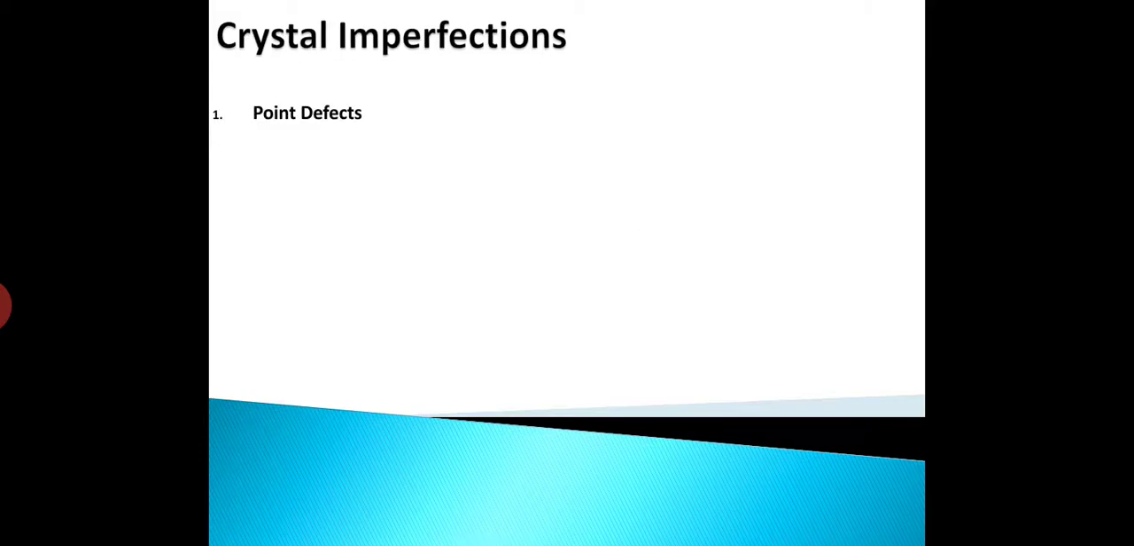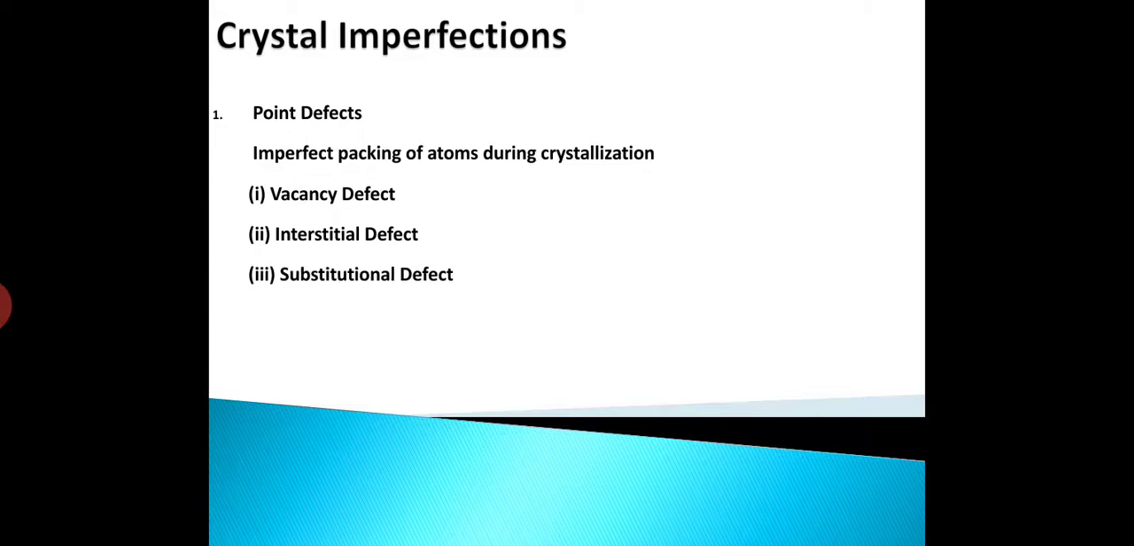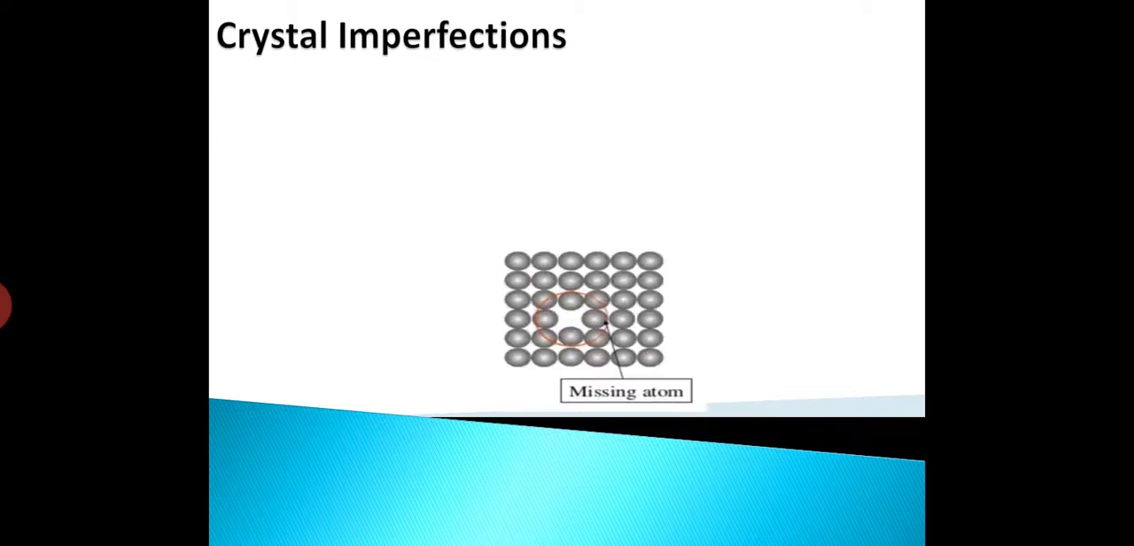First we look at point defects. Point defects mainly occur due to the imperfect packing of atoms during crystallization. There are various types of point defects such as vacancy defect, interstitial defect, substitutional defect, Frenkel defect and Schottky defect. We see them one by one.